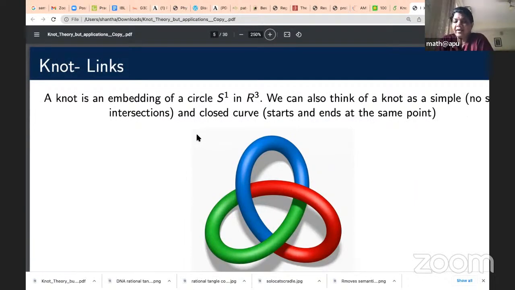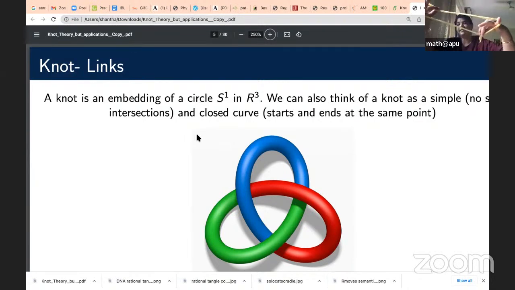That is a fancy way of saying that we take a thread, a piece of real line, and then we just make sure that the ends meet and we get what is called a closed curve. This could also be a knot. This is also a knot, right?